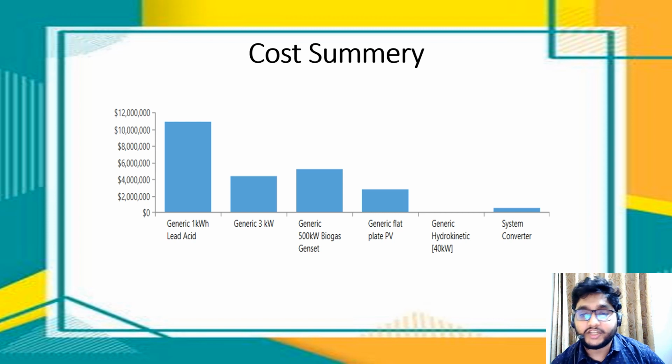This is the cost analysis for this system. We consider generic lead acid battery, generic wind turbine, generic biogas genset, PV, hydrokinetic, and system converter. From the graph we see that the most cost is in the lead acid battery, and then another is in the biogas genset, and lowest cost is in the generic hydrokinetic energy.